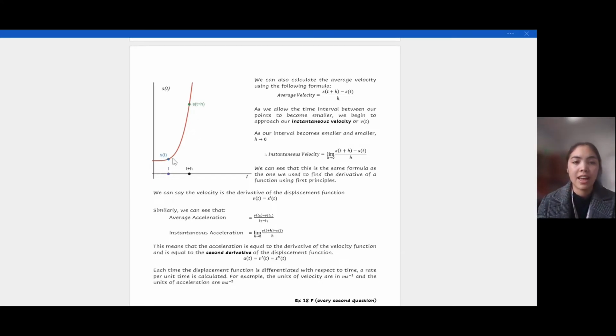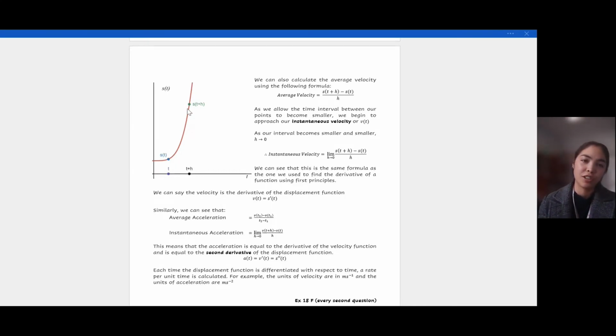Then for my x coordinates, instead of x2 take x1, x2 is t plus h, and x1 is t. However, we know t take t would just give me 0, and I'd just be left with some distance h. This is just what our h represents, some random distance. I don't know what it is, and that's what we're finding. So this gives us our average velocity.